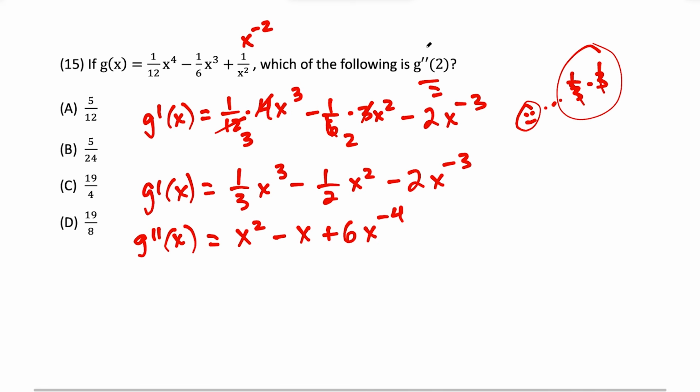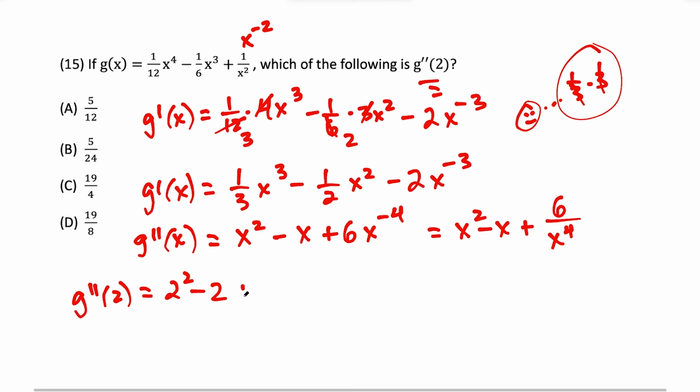So now eventually we're going to have to plug in x equals 2. So it's going to help to rewrite this as x to the second minus x, and then plus 6 over x to the fourth power. So now we could plug in 2. We're going to have g double prime of 2 is equal to 2 squared minus 2, and then plus 6 over 2 to the fourth power.